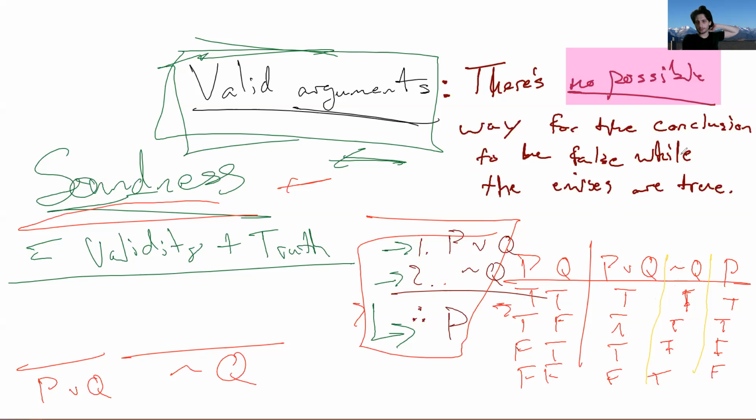Well, let's just bounce back to the definition of validity. The point of validity is that there's no possible way for the conclusion to be false while the premises, I don't know where that P went, are true. So what we need to check in order to know if this argument is valid is: is there any row, is there any world where the premises are both true, but the conclusion is not?